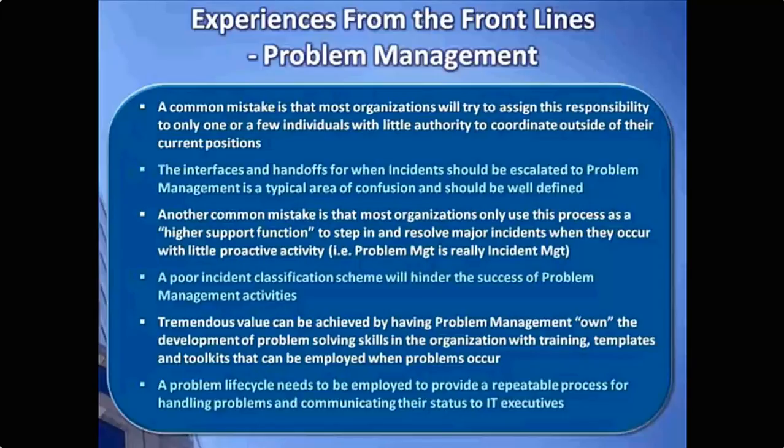So a common mistake is that most organizations will try to assign this responsibility for problems really to only one or two individuals that typically have little authority to coordinate outside their current positions. Again, you need to set this up so that the problem manager and the people that work in that area can be successful with what they're doing. The interfaces and handoffs for when incidents should be escalated to problem management, a lot of times there's confusion, and this needs to be very well defined, typically by developing a problem management policy.